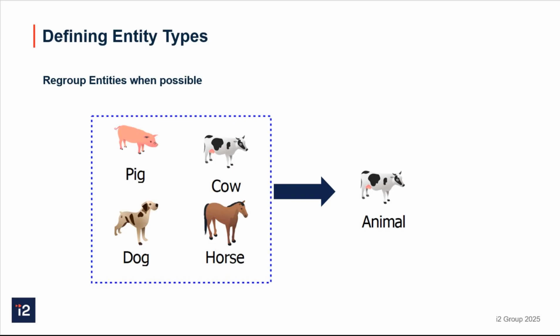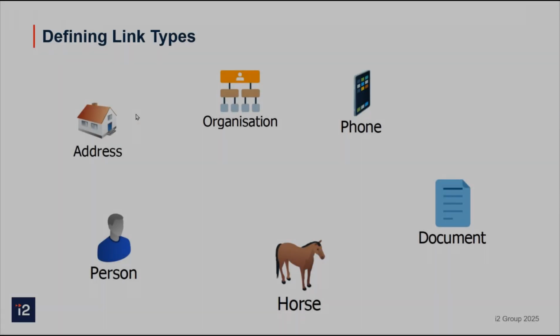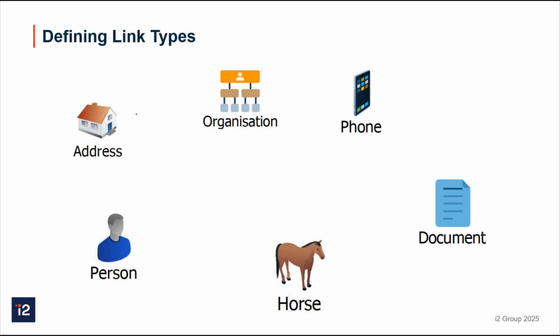Similarly, if you work with multiple animal types, for example horses, cows, pigs, it may be more efficient to create a general animal entity type rather than separate entities for each species. Most animals share common attributes such as a unique tag or a unique identifier, date of birth, and place of birth. After you've defined the entity types, you can start thinking of the link types.